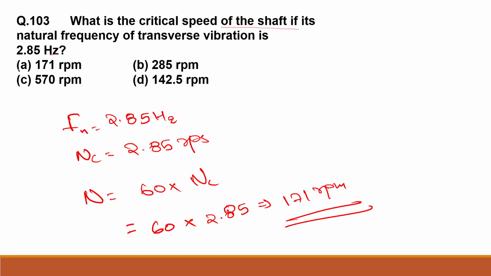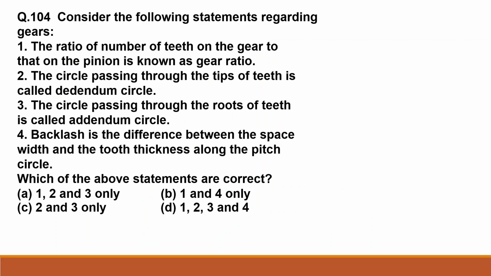171 rpm is the correct answer, the critical speed of the shaft. Okay, moving to the next question. Consider the following statements regarding the gears. It's talking about the gears.